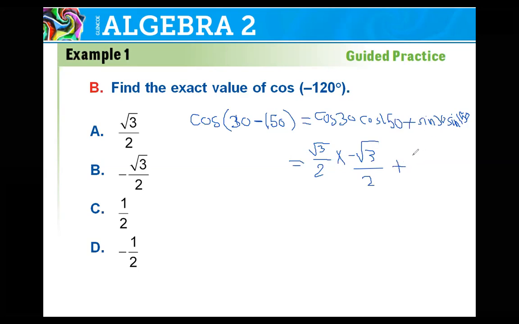Plus sine 30. Sine 30 is half. And sine 150 is half also, and the sign in the second quad is positive. Now we will add.